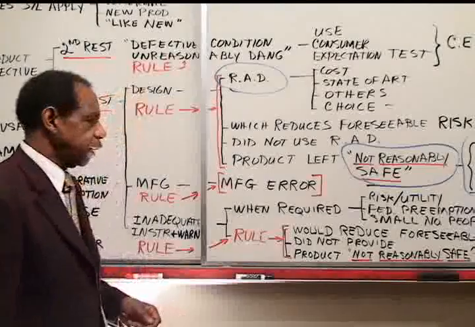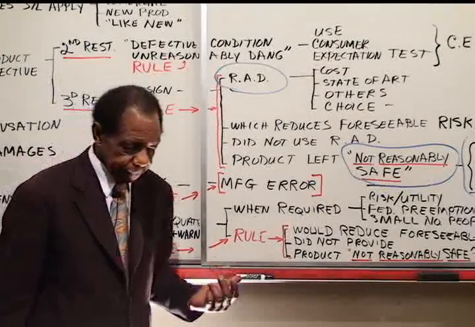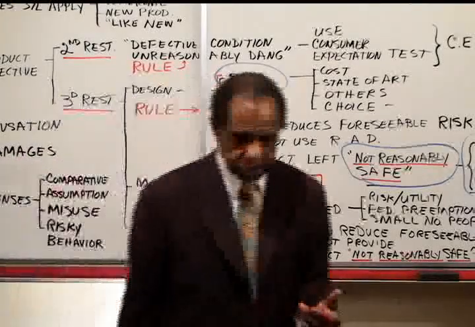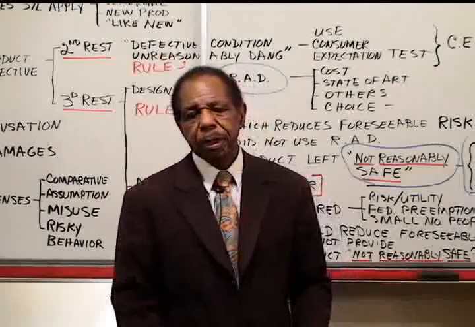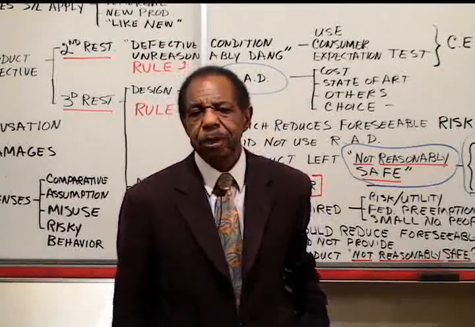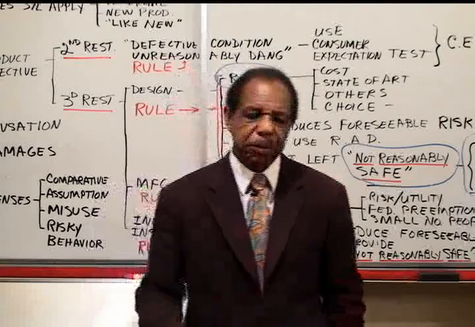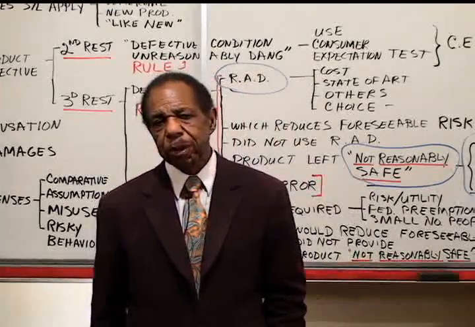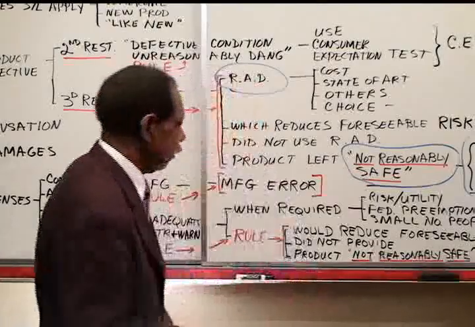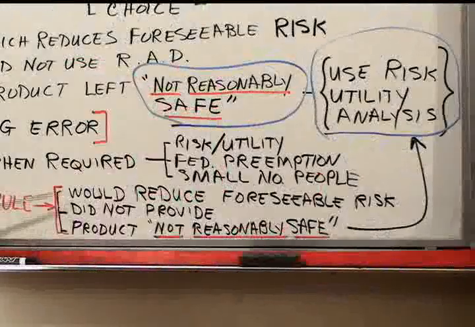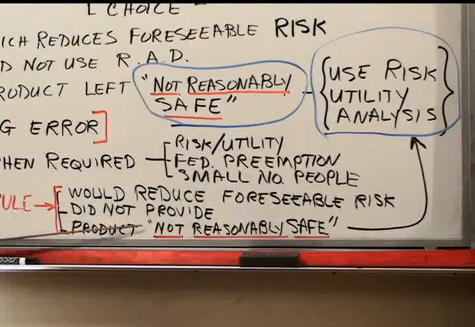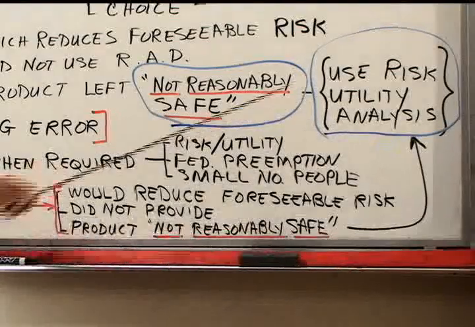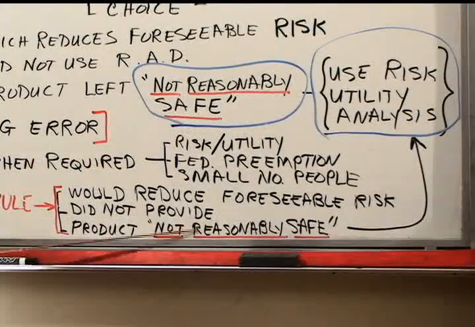In the case of the allergy pill, the facts told you that if Sally had known that this pill would make her blind, or might make you blind, she wouldn't have taken it. So the warning would have reduced the foreseeable risk. They didn't give it. The product was not in a reasonably safe condition. Use the risk utility analysis to prove that.